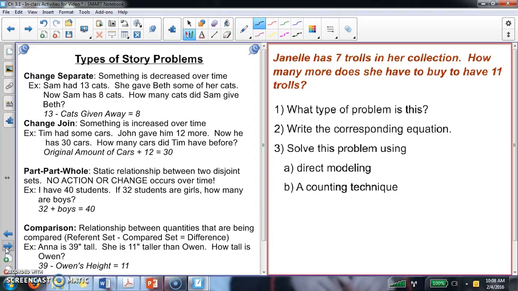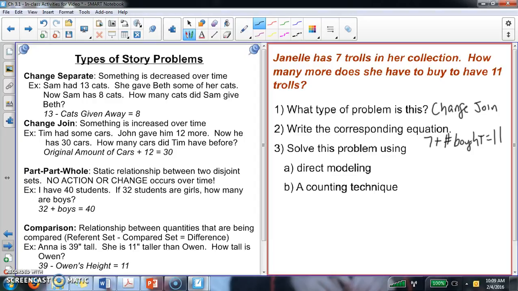Now the next one. Janelle has 7 trolls in her collection. How many more does she have to buy to have 11 trolls? So again, she has an amount. She has to get to another amount. So she has to do an action of purchasing. And that's an increase. If you read, she's going from 7 to 11. So this is, again, a change join problem. The corresponding equation, similar to the LeBron James problem: she had 7, then she has the number that she bought, and that's what leaves her with 11.